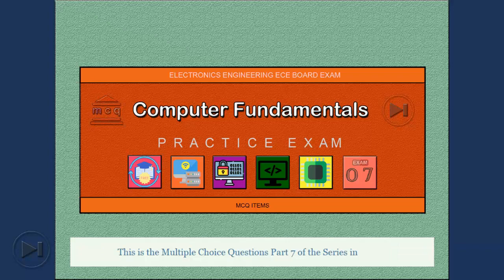This is the multiple choice questions part 7 of the series in computer fundamentals as one of the electronics engineering topic.